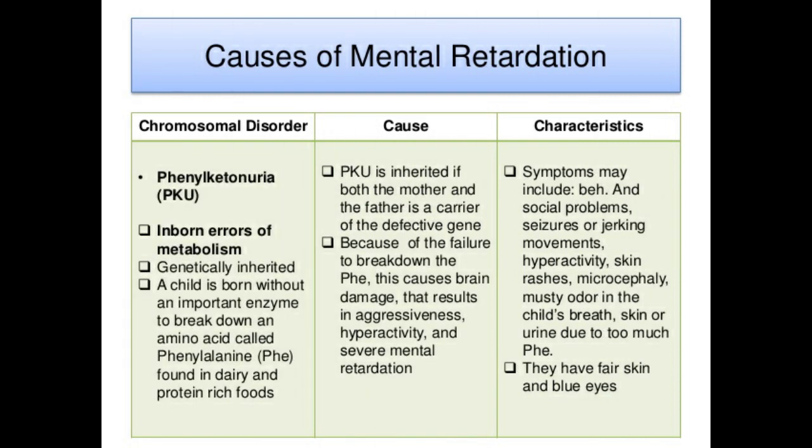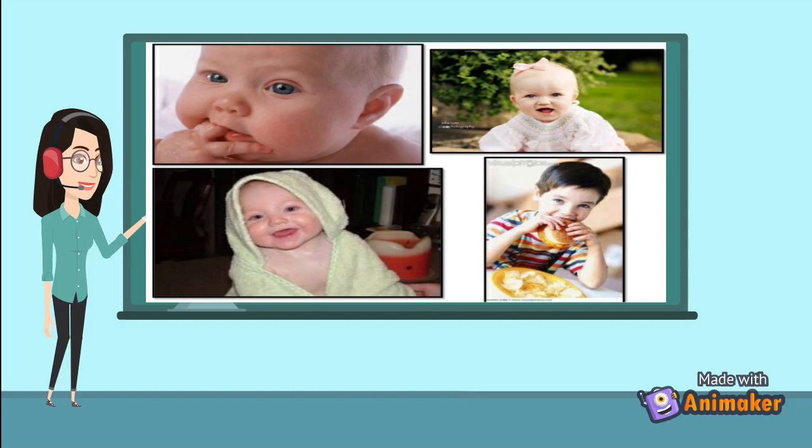Next is phenylketonuria. PKU is one of the inborn errors of metabolism. PKU is a genetically inherited condition in which a child is born without an important enzyme needed to break down an amino acid called phenylalanine, found in dairy products and other protein-rich foods. PKU has been virtually eliminated through widespread screening.